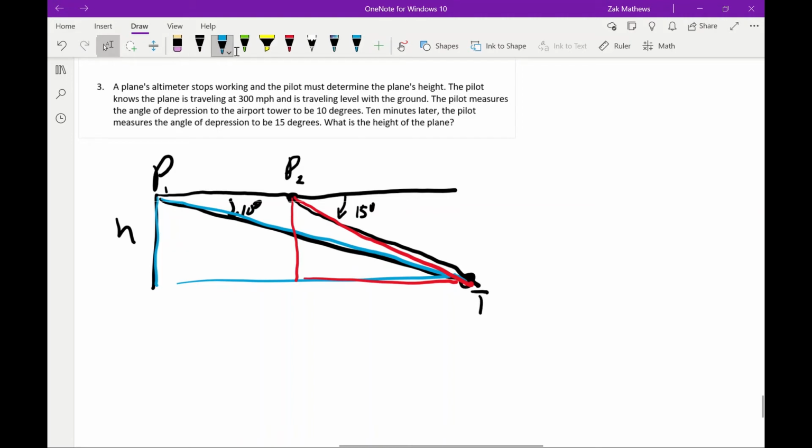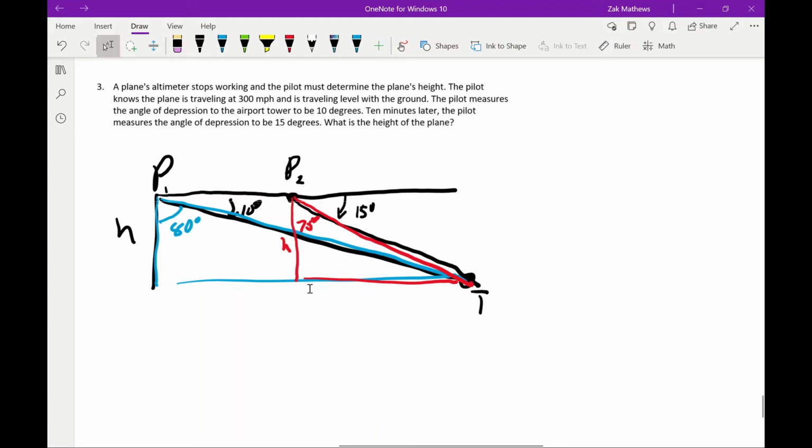What I do know about this blue triangle is to get from this horizontal line to the hypotenuse was 10 degrees. I can figure out then that this angle in here is 80 degrees. The height and a horizontal line, as we've already discussed, must be at 90 degrees to one another, so this angle in here is going to be 80 degrees. Same logic with the red triangle. This angle here has to be 75 degrees because the height and the horizontal line have to be forming a 90-degree angle. So we have 80 and 75.